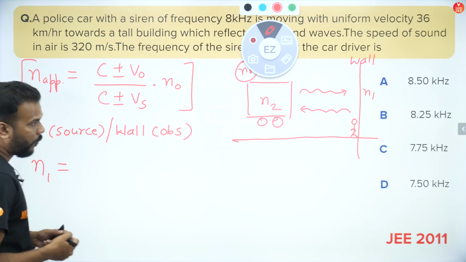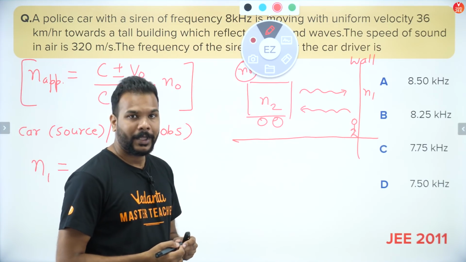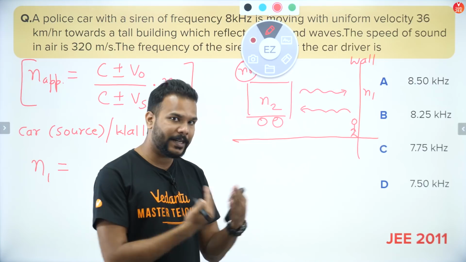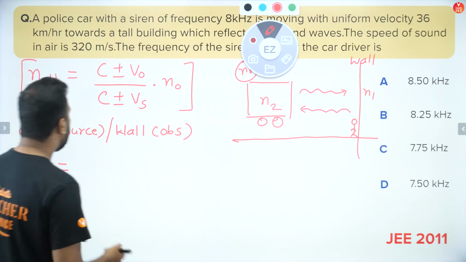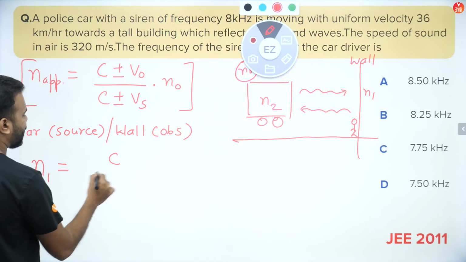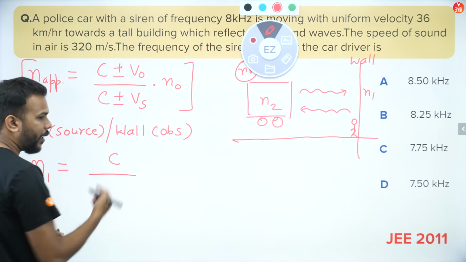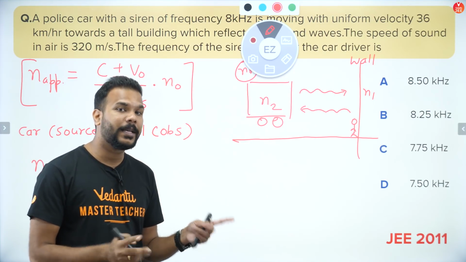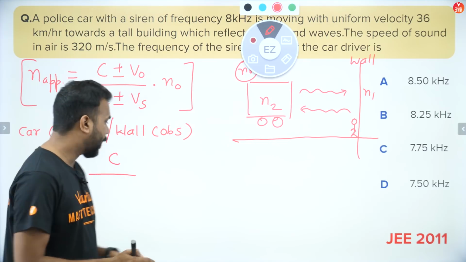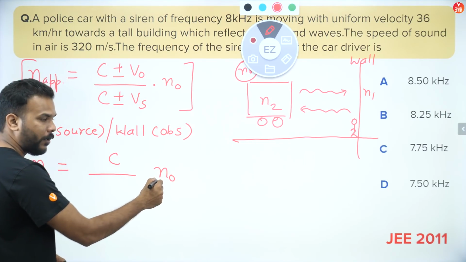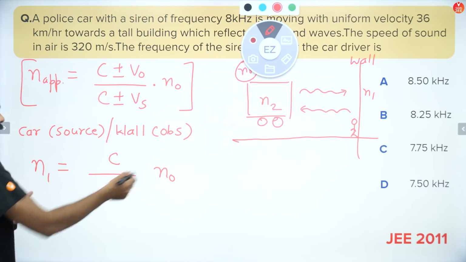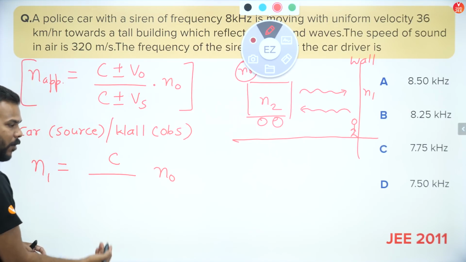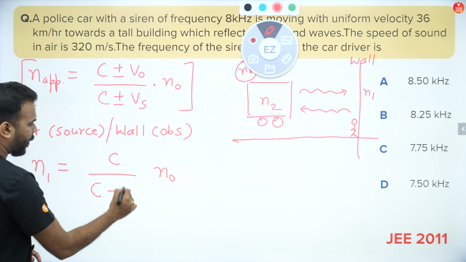So when the car is approaching towards the wall, can I say that the relative separation between the car and the wall, which is between source and observer, is decreasing? So frequency heard should be more. First of all, in the numerator you will just write C because Vo is 0, and in the denominator you should write C plus V or C minus V. It's a call that you will be taking based upon your understanding whether frequency should increase or decrease. So basically you want to multiply n0 with something which will make n1 greater than n0, because frequency heard will be more than n0. That will only be possible when you divide C by a number which is smaller than that. That means C minus Vs.